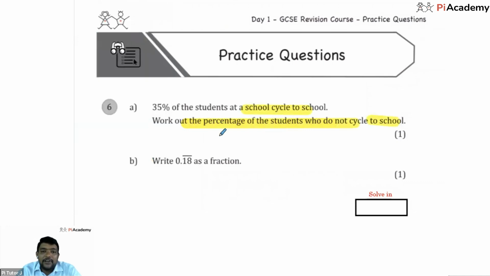Wonderful. Next one. Write 0.18 as a fraction. This is a non-terminating decimal. How do you write that as a fraction? Wait, don't give answers. Let everyone do it. Don't just give answers. I'll ask you. Sir, is that a recurring decimal? Yes, recurring decimal. Let x be equal to 0.181818, keep repeating like this. Okay. So how do you write this as a fraction?